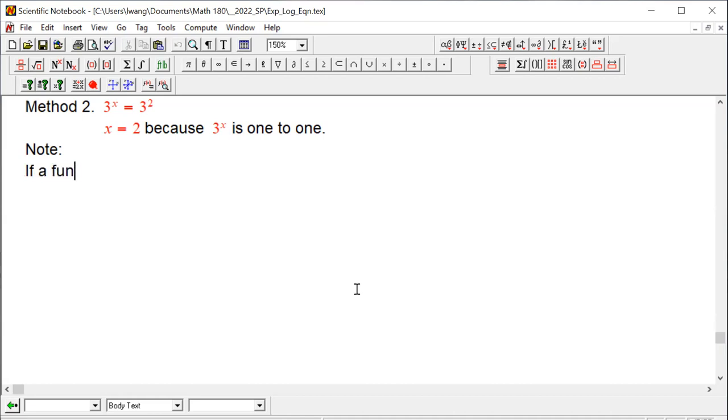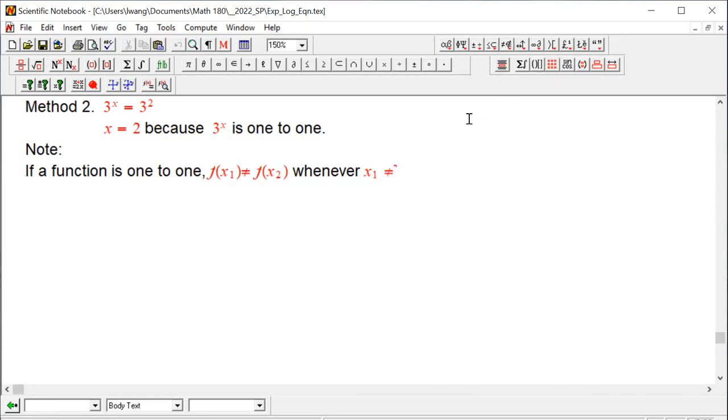If a function is 1-to-1, we know the definition, which is f of x1 is not equal to f of x2. That means the outputs are not the same whenever the inputs are not the same.